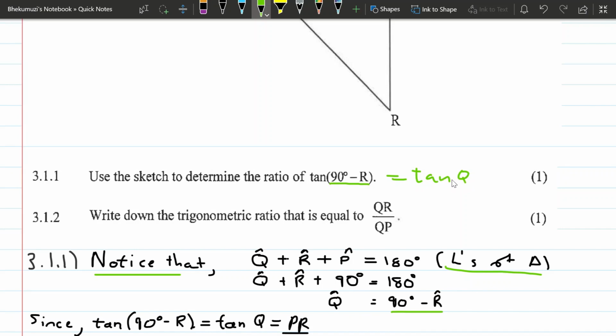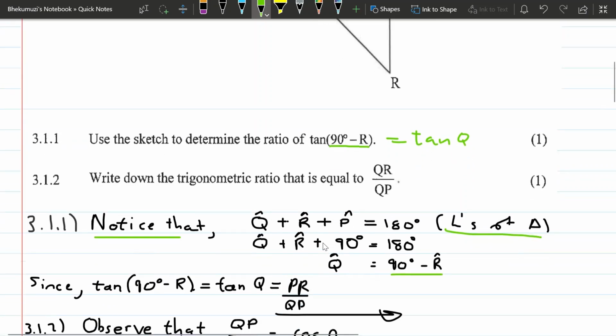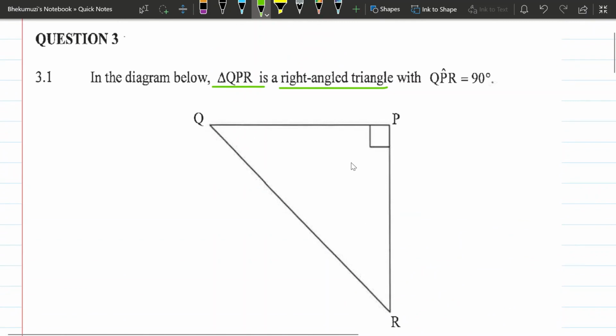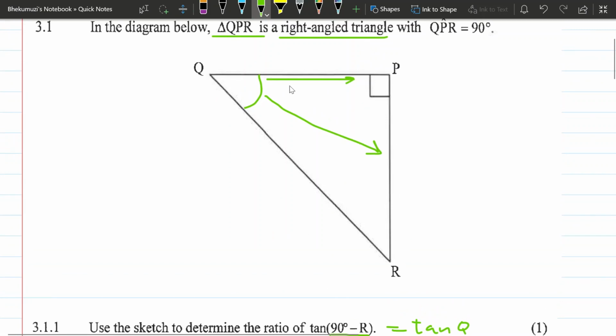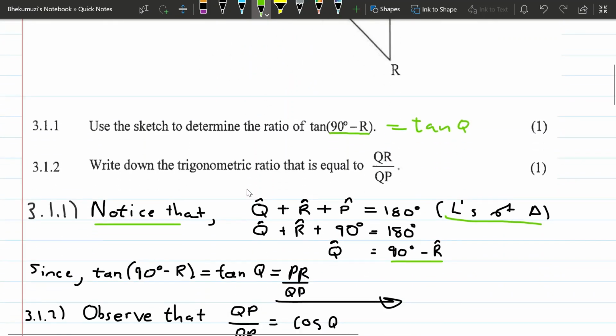So when you look at tan Q, take into account that this is Q there, and you're looking for the tangent of it. And the tangent, what does it mean? It is the opposite side to the angle over the adjacent side to the angle. Remember, adjacent means next to the angle, right? And so basically you have PR over PQ, or QP and PR, so PR over QP, right? And that would be your answer there.